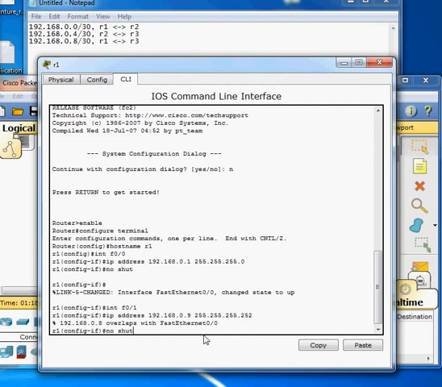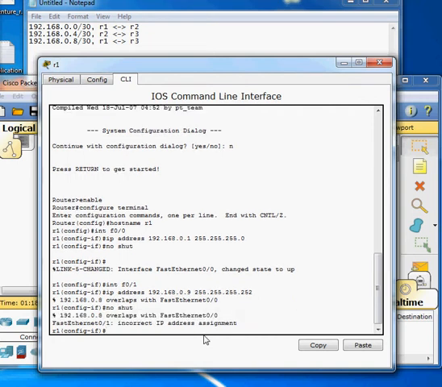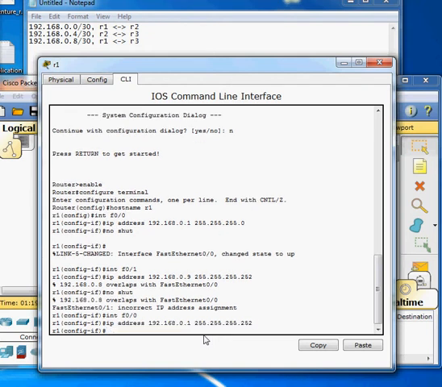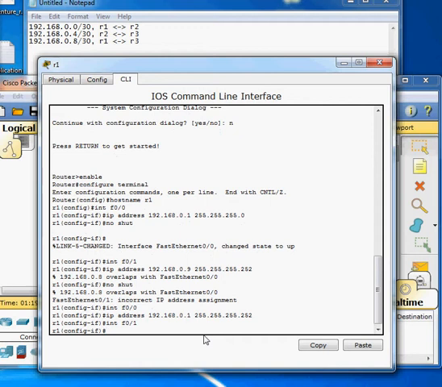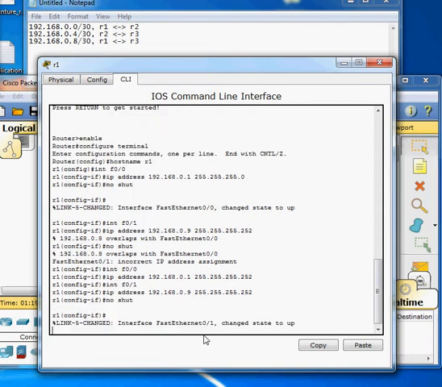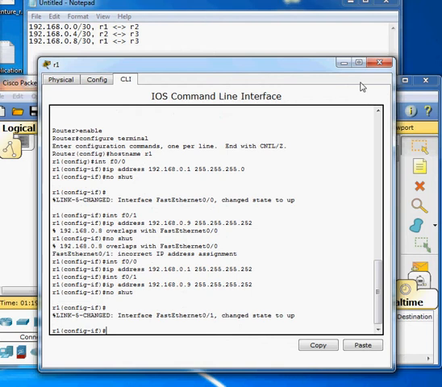And it looks like I made a mistake here, so let me go ahead and correct that. I used the wrong subnet mask for my IP address. So let me correct that. It's complaining that I had an overlap in IP address in there, so hopefully that should be fixed now. Okay, now it's looking good. Alright, so Router 1 is looking good.